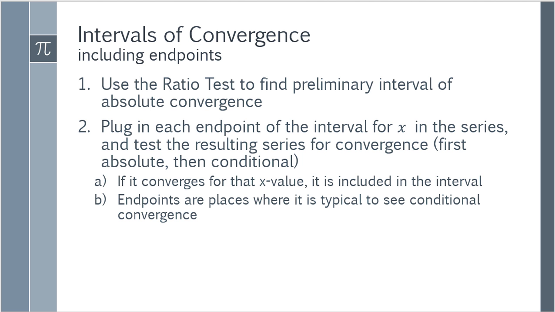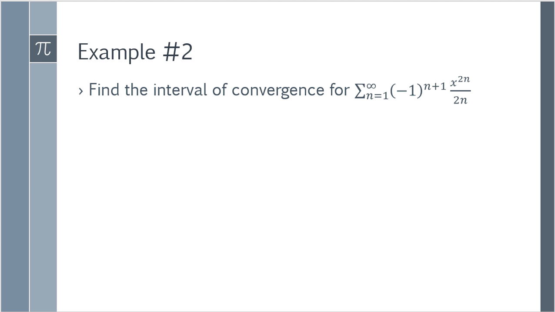Again, I know this is confusing. Examples are a big, big help. So we're going to find the interval of convergence for the series where n goes from 1 to infinity of (-1)^(n+1) times x^(2n) over 2n. We always start with the ratio test to find our preliminary interval.